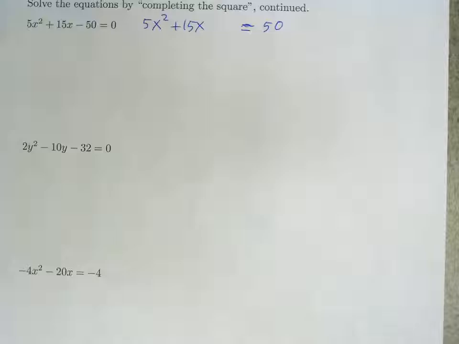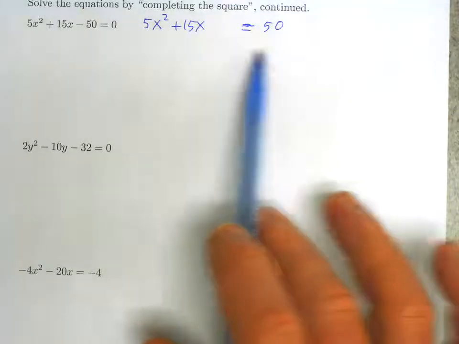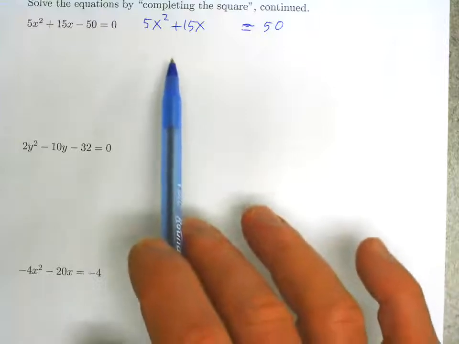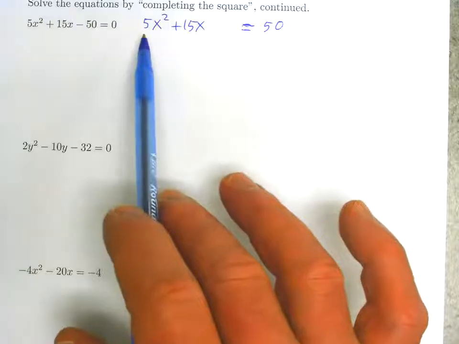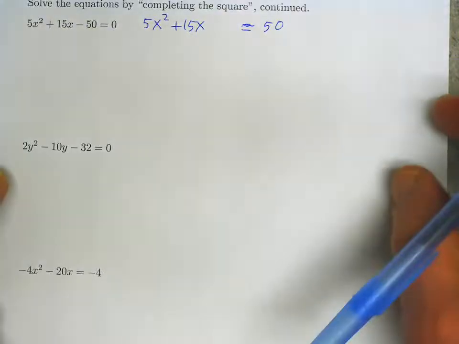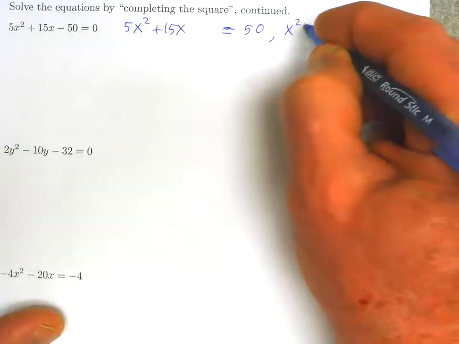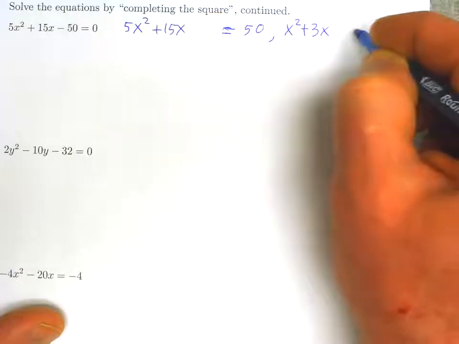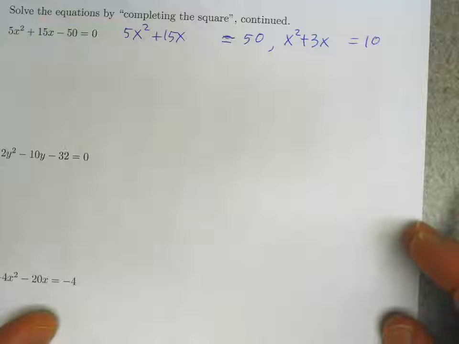So divide every term on both sides of the equation by 5. And we want to do that because we want the quadratic equation to be in the position where the coefficient of x squared is 1. So we can get that if we divide every term on both sides by 5. Okay, so we'll get x squared plus 3x equals 10 when we divide every term on both sides by 5.